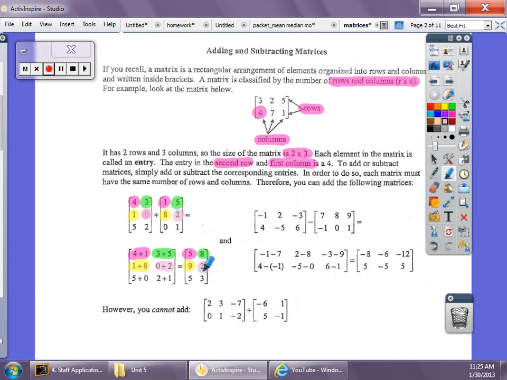And we do the same thing with subtracting, except when we subtract, it becomes -1 minus 7, or 2 minus 8. So we're doing the same process, except instead of using the addition sign, we're just simply subtracting. -3 minus 9. Now if you look at this one, we can't add these because this has 3 columns, this only has 2, so it needs that third column, so we can't do that. It has to have the same number of rows, same number of columns.